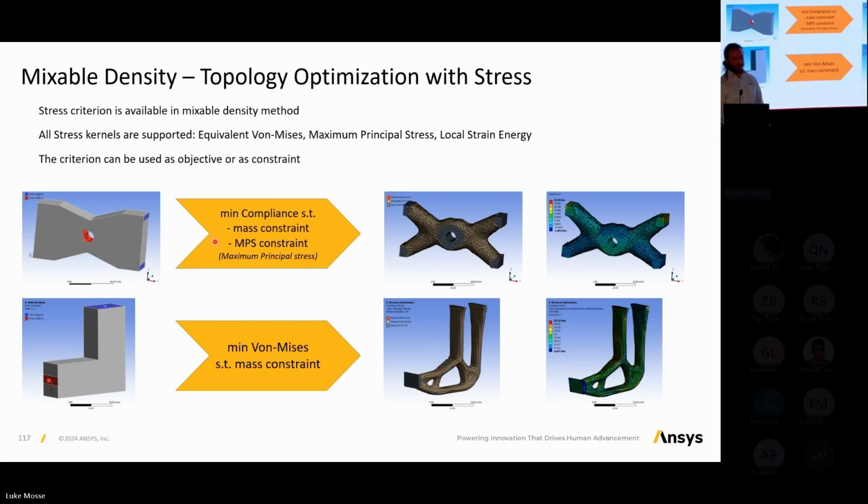So we can have like a minimum compliance based on stress, and then also have our mass constraints to generate our optimized design. So in this case, we're minimizing the von Mises stress using the mixable density solver. So that's topology optimization, where we take a big block and we ask the solver just to remove material until we reach, say, the mass we're after.